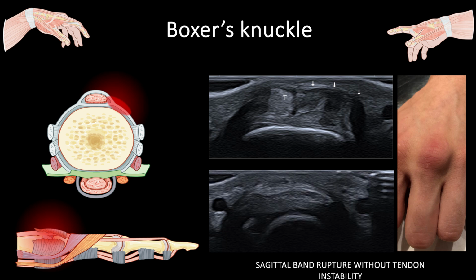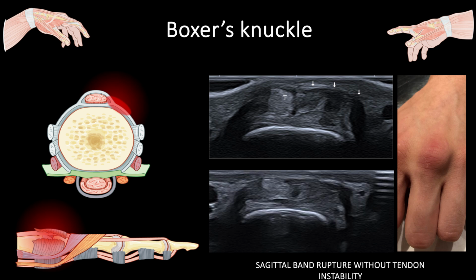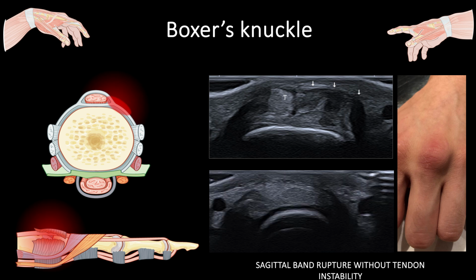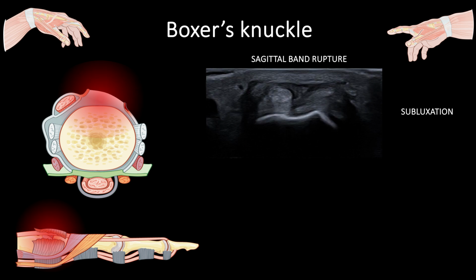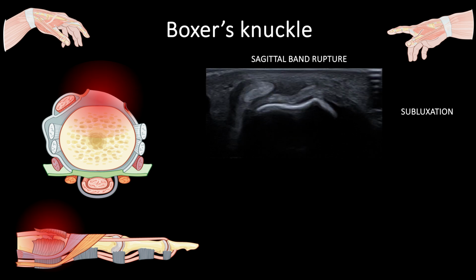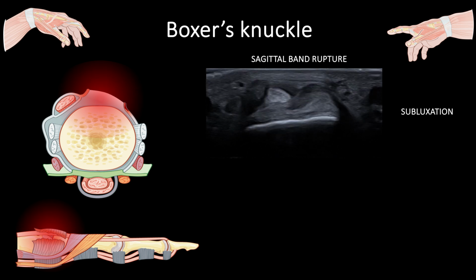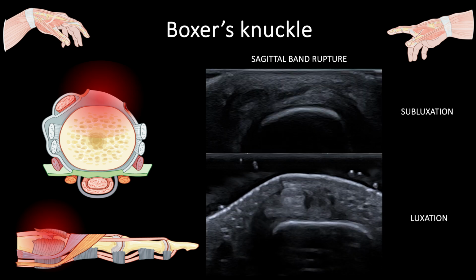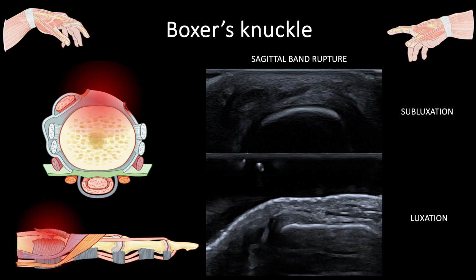This condition may present with a perfectly stable extensor tendon during dynamic maneuvers, indicating no instability, or it may be associated with instability, which can manifest as either subluxation, as seen in this example, or a complete dislocation of the tendon into the intermetacarpal valley.